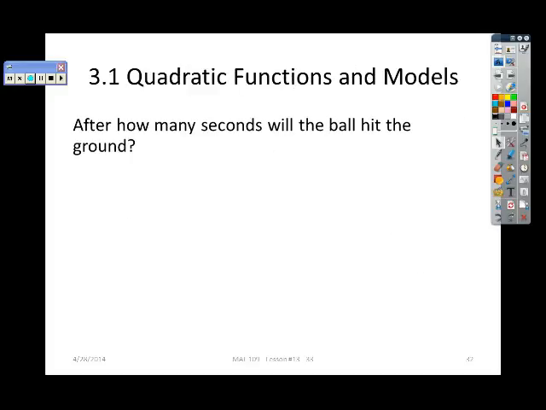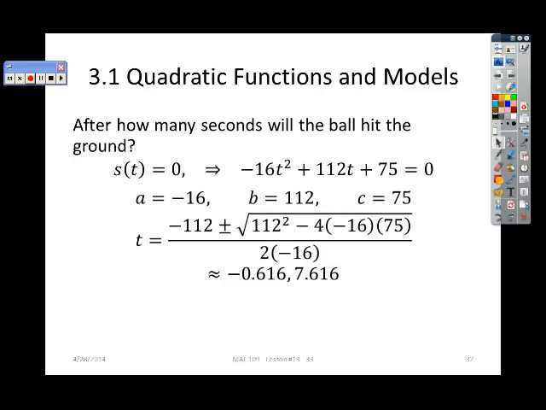When will it hit the ground? Remember, any of these problems, when you're working with ground, you can assume ground is 0. The height is 0. So you plug 0 in for height, which means I have that equation. You solve the quadratic equation, and you again get two values. So what do these two values mean? Negative 0.616 and 7.616. When's it going to hit the ground?